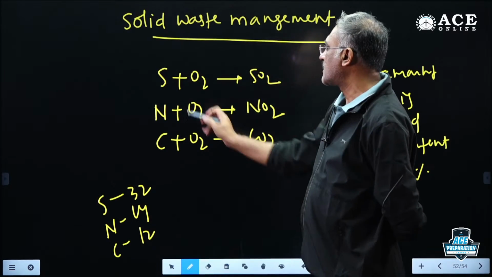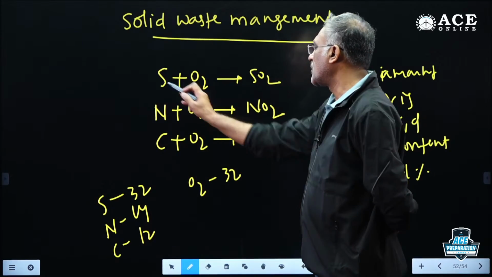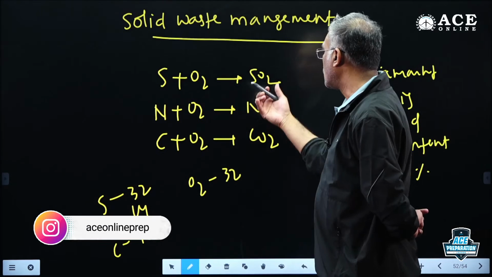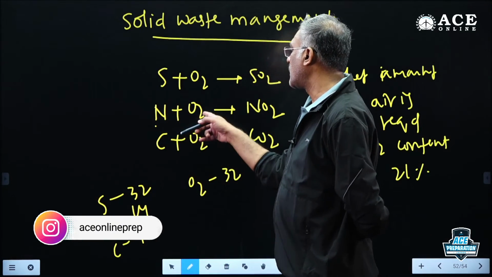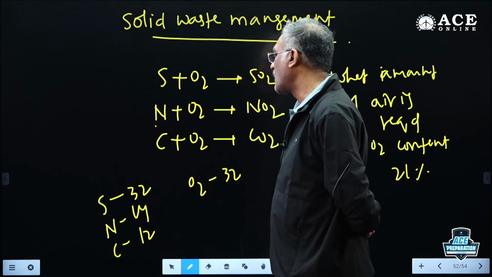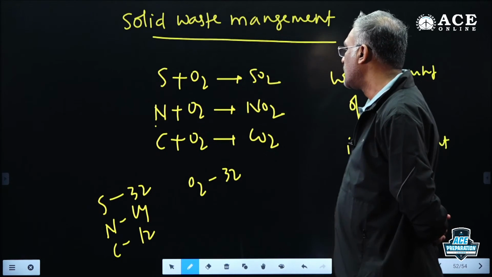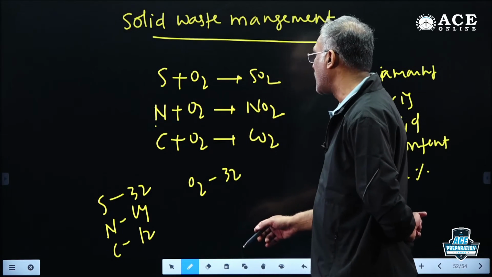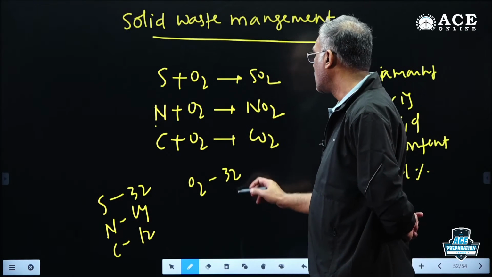So 32 parts of sulfur require 32 parts of oxygen, since oxygen's molecular weight is 32, to convert into sulfur dioxide. Similarly, 14 parts of nitrogen require 32 parts of oxygen, and 12 parts of carbon require 32 parts of oxygen to convert into carbon dioxide. So how do we find the oxygen requirement of these three substances? Using their molecular weights. 32 parts require 32, so one part requires 32 by 32, and so on.